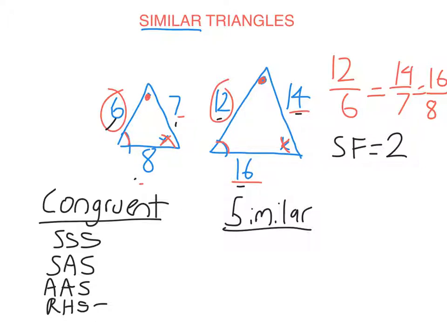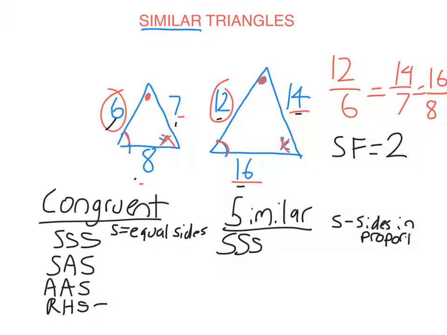So the first test is SSS for similarity, but we just have to understand the difference. In congruent triangles, S meant a pair of equal sides. So they had to be the exact same length. Whereas for similar triangles, S just means sides in proportion. So SSS means that all three sides are in the same proportion. If all three sides are in the same proportion, then all angles will be equal and the triangles will be similar. We also have SAS.